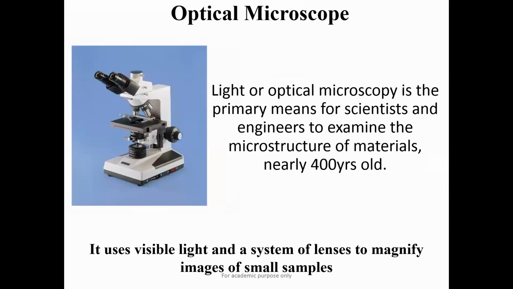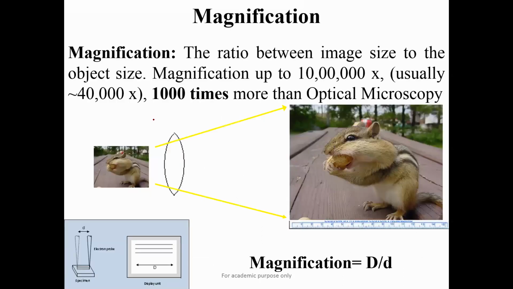So earlier the optical microscope was used, nearly 400 years back. Okay, what was the problem with the light or optical microscope? It has limited magnification and resolution. That's why we have shifted to the scanning electron microscope. So first we will see the problem with the optical microscope.